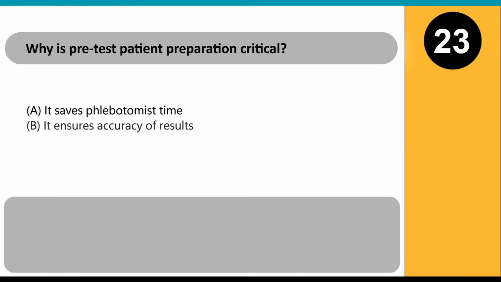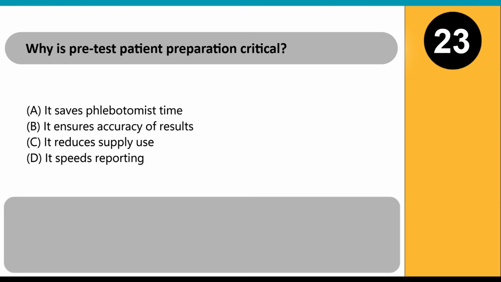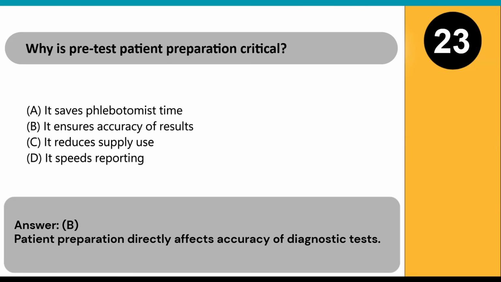Why is pre-test patient preparation critical? A. It saves phlebotomist time. B. It ensures accuracy of results. C. It reduces supply use. D. It speeds reporting. Answer B. Patient preparation directly affects accuracy of diagnostic tests.